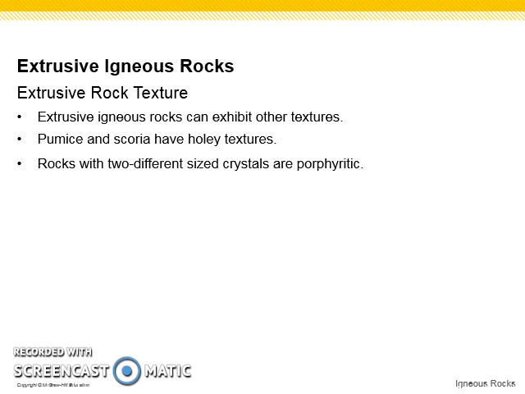Extrusive igneous rocks can exhibit other textures as well. For example, pumice and scoria have holey textures. So when you go get a pedicure or anything like that, it rubs off all the rough skin, that is a pumice or scoria stone, and although smooth, it's very porphyritic. Rocks with two different sized crystals are porphyritic.